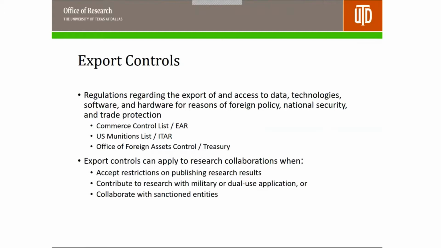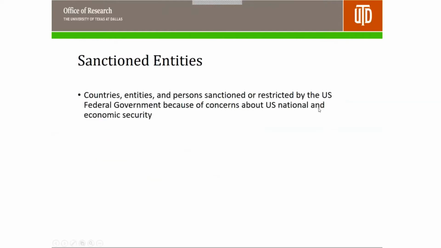And then in terms of the design of the project, export controls can also become an issue whenever you are dealing with entities or individuals who are sanctioned or embargoed by the U.S. federal government. So we'll talk a little bit more about that right now.